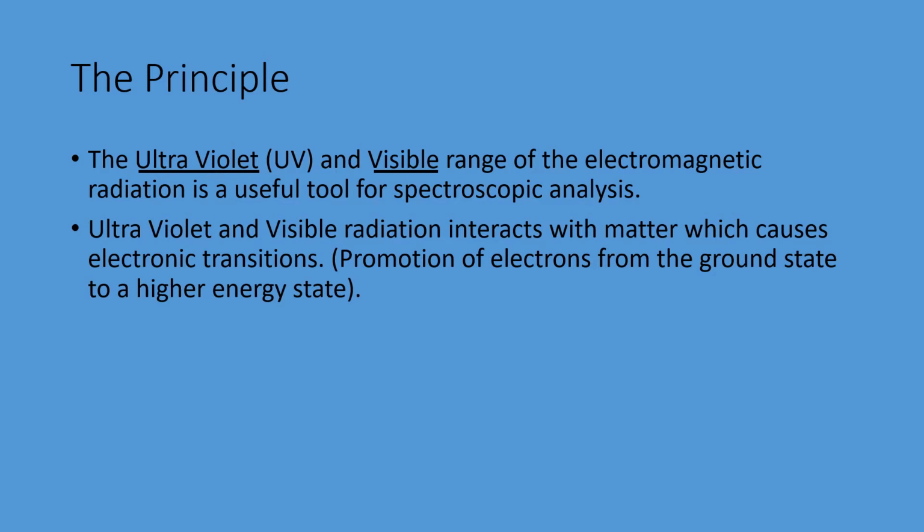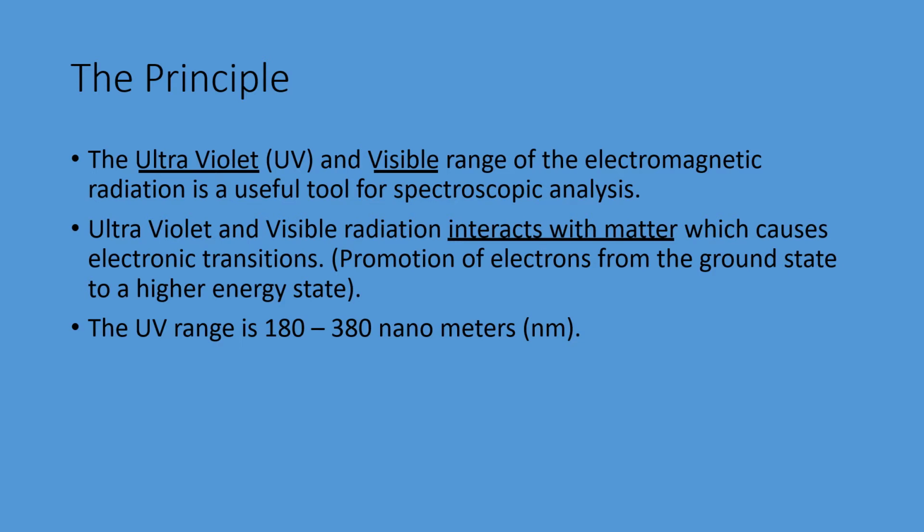Ultraviolet and visible radiation interacts with matter, which causes electronic transitions, that is, promotion of electrons from the ground state to a higher energy state. The basic principle is that when the organic matter is exposed to the ultraviolet and visible range of the radiation, there are electronic transitions promoting electrons from the ground state to a high energy state.